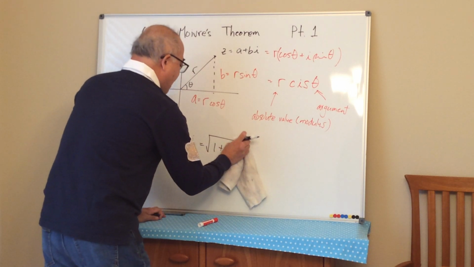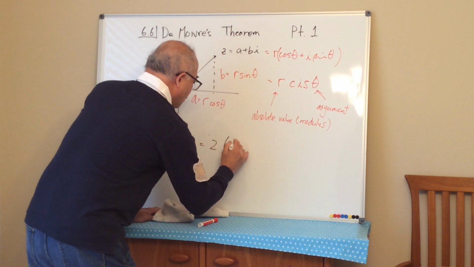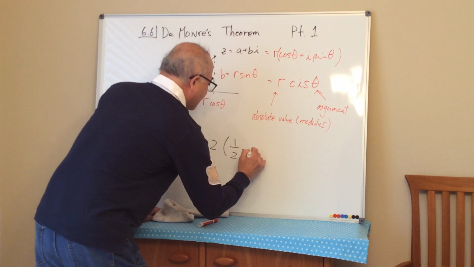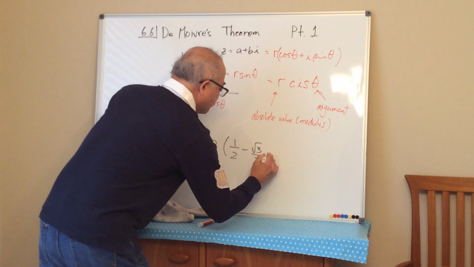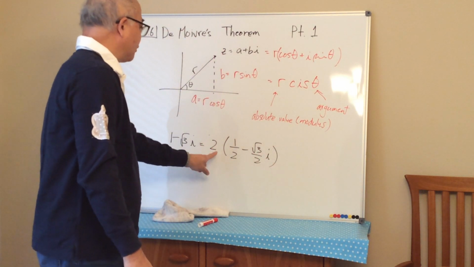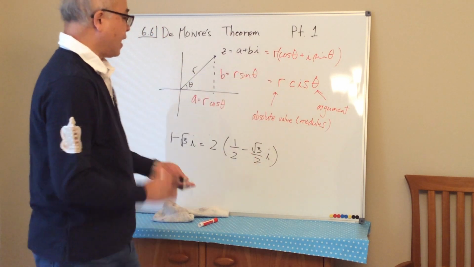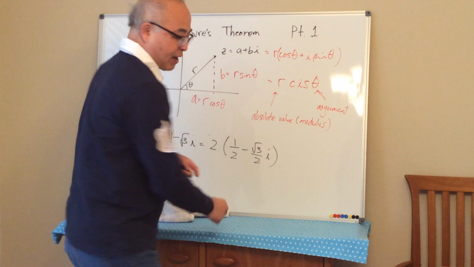So this is basically the same as 2 times (1/2 minus root 3 over 2 i). You see where the 2 came from. Because I pulled the 2 out, I get this guy and this guy. Theta, actually, I haven't written this down.